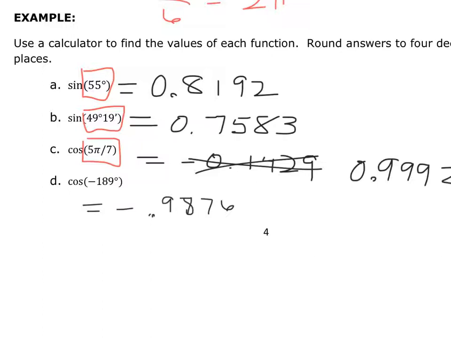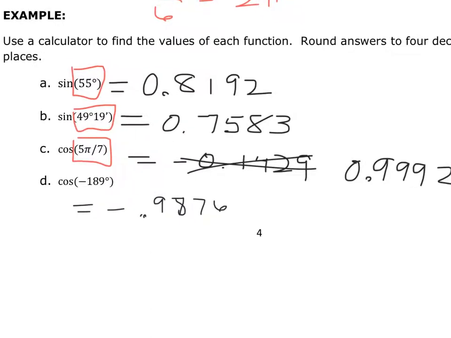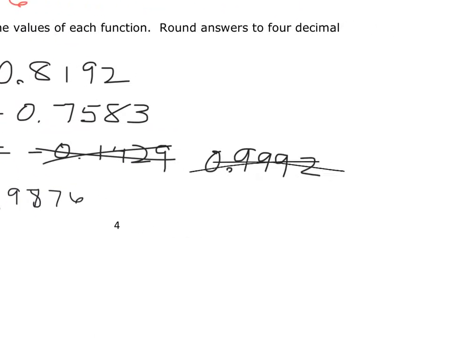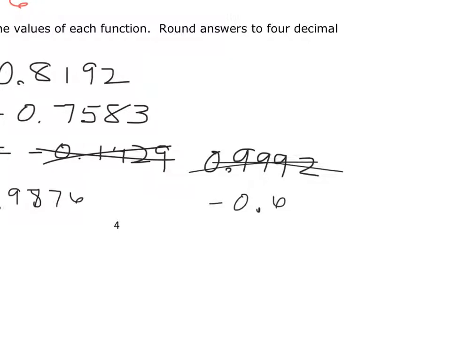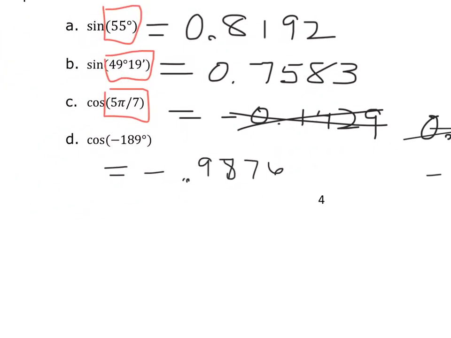Do you all get a negative? Negative. Yeah, I got that. Okay, and we all agree that this one was incorrect. It was like a negative 0.6 something. I'm going to leave it at negative 0.6 something. Okay, did anyone get something different than a negative 0.9876? Okay, cool.